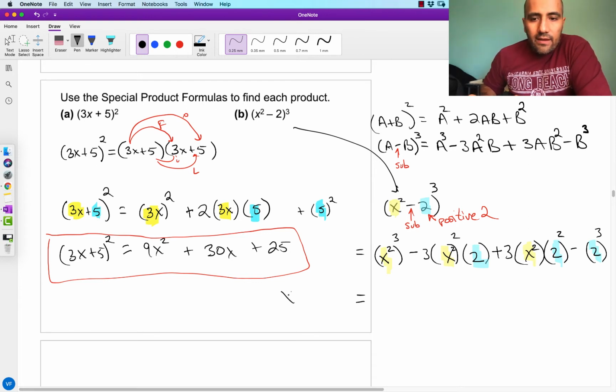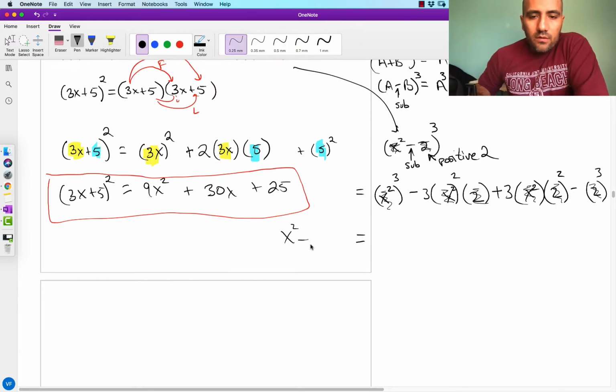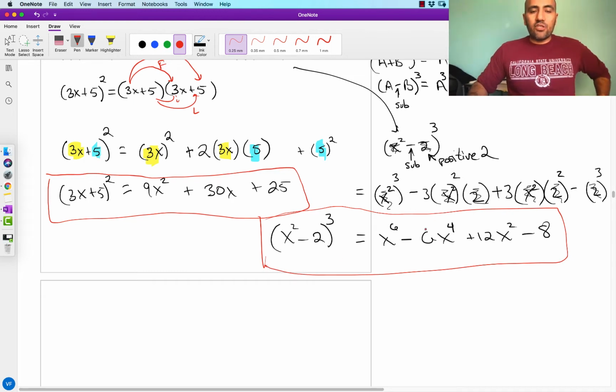So we have that x squared minus 2 cubed ends up being x to the power of 6 minus 6x to the power of 4. Then 2 squared becomes 4. 4 times 3 becomes 12. 12x squared minus 8. And so we get to that answer by simply establishing our pattern.